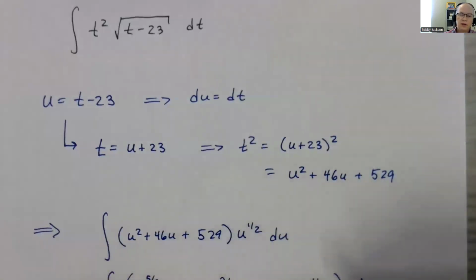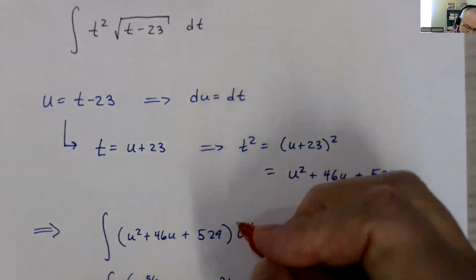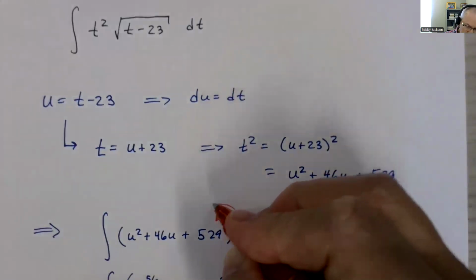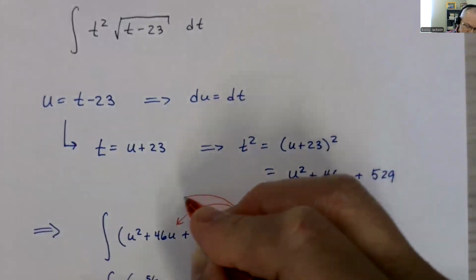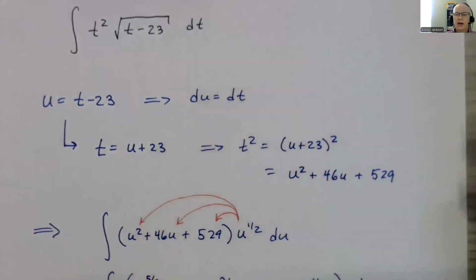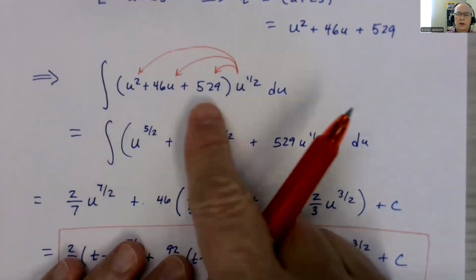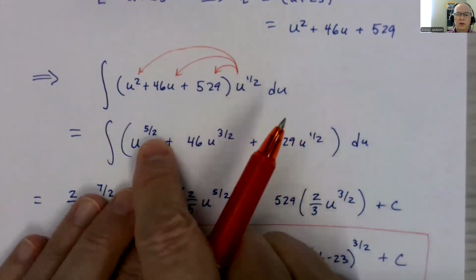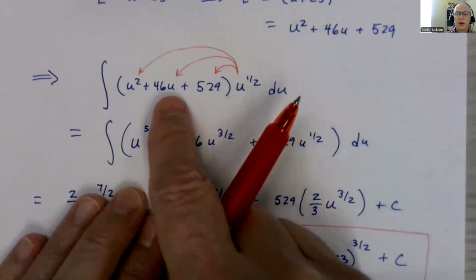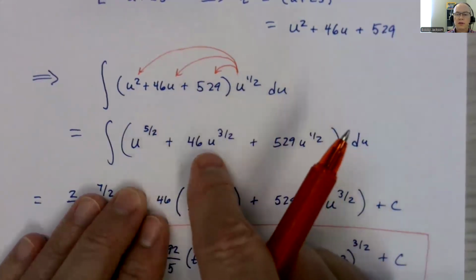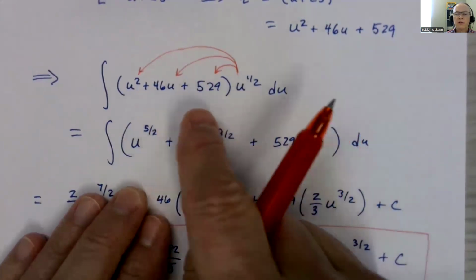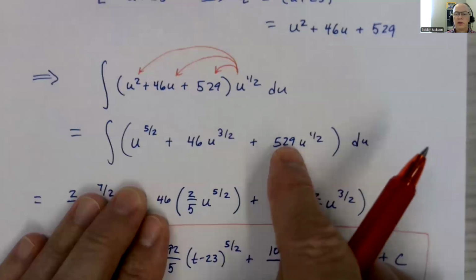So how do I evaluate this integral? Well, now I can distribute. Unlike before, which was kind of hard because I had one expression under the radical, I can now distribute, and I have what? U squared times u to the 1/2, add the exponents, I get u to the 5/2. 2 plus a half is 2.5, or 5/2. Here, 46u times u to the 1/2 gives me 46u to the 3/2 power, and then multiplying the last two gives me this expression here.